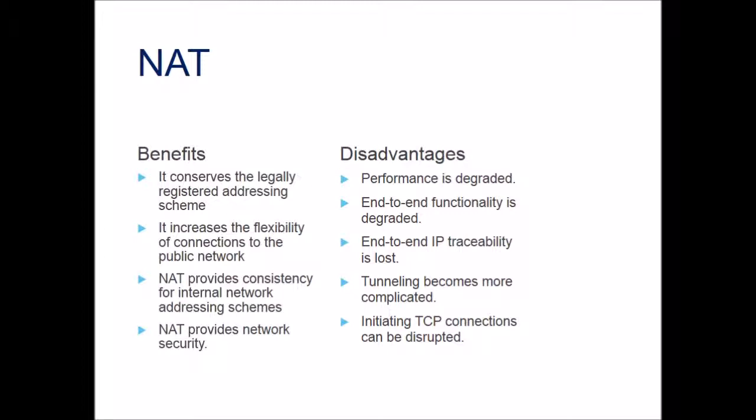NAT has some drawbacks. Among them is the fact that network performance is degraded, particularly for real-time protocols. End-to-end addressing is lost. Using NAT also complicates tunneling protocols because it modifies values in the headers that interfere with the integrity checks done by these protocols. Services that require the initiation of TCP connections from the outside network can be disrupted. Unless the NAT router has been configured to support such protocols, incoming packets cannot reach their destination.